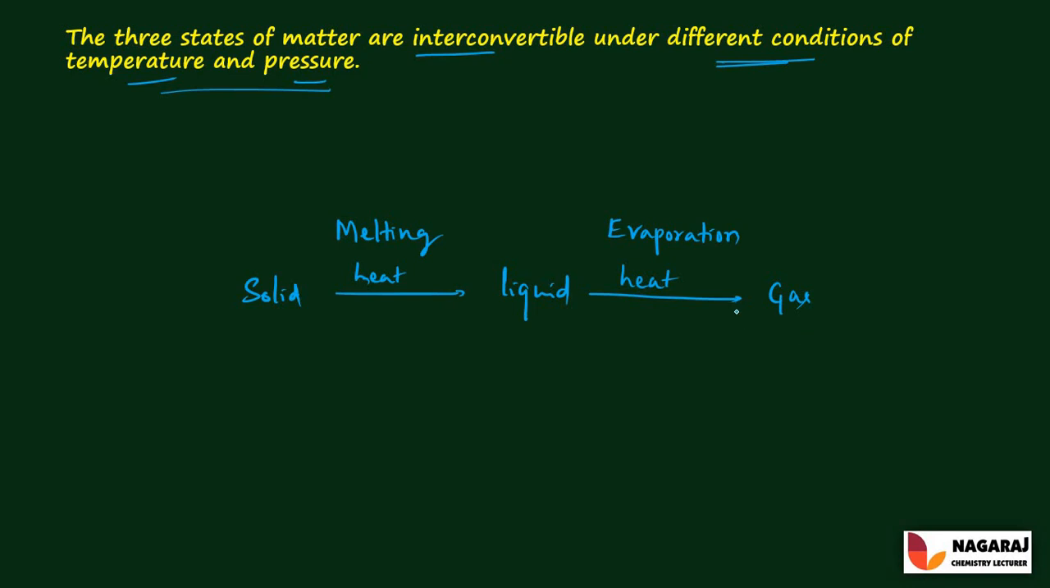Like that, when the gases are cooled, what happens? The gases are converted into liquids. So this process is called the condensation process. That is, condensation is nothing but the process of conversion of gases to the liquids. Like that, when liquids on cooling are converted into solids, the process is called freezing. That process we have to call freezing.